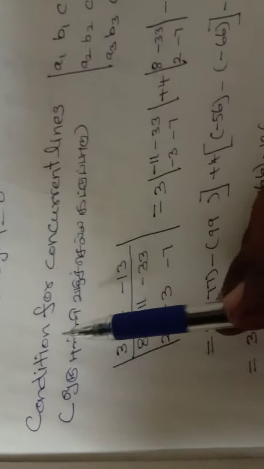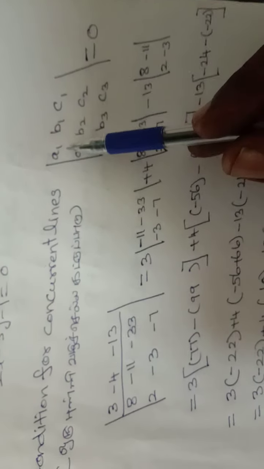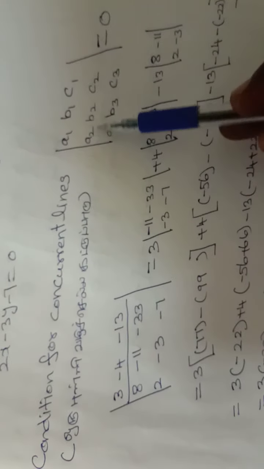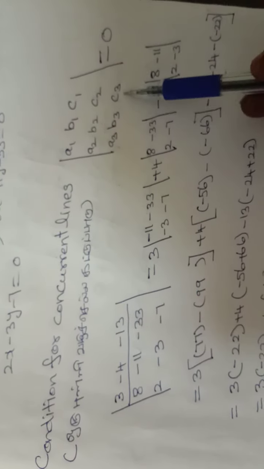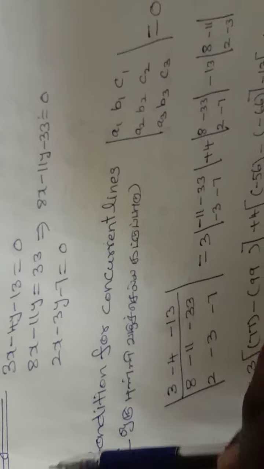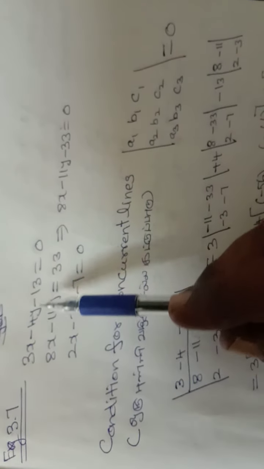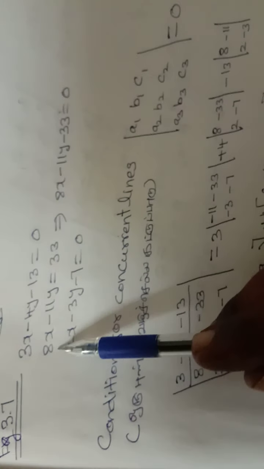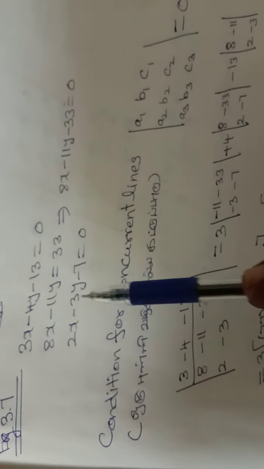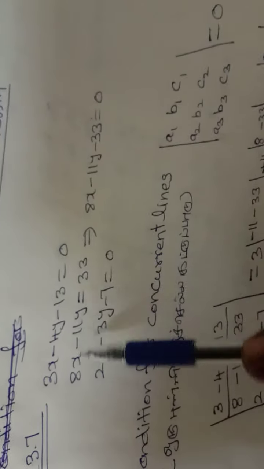Then concurrent lines. Now what is the condition? Condition for concurrent lines: determinant of A1, B1, C1, A2, B2, C2, A3, B3, C3 equal to 0. Now the question is given here. Example 3.7. 3x minus 4y minus 13 equal to 0. 8x minus 11y equal to 33. 2x minus 3y minus 7 is equal to 0. First you rewrite this. All the terms must be on the left hand side.